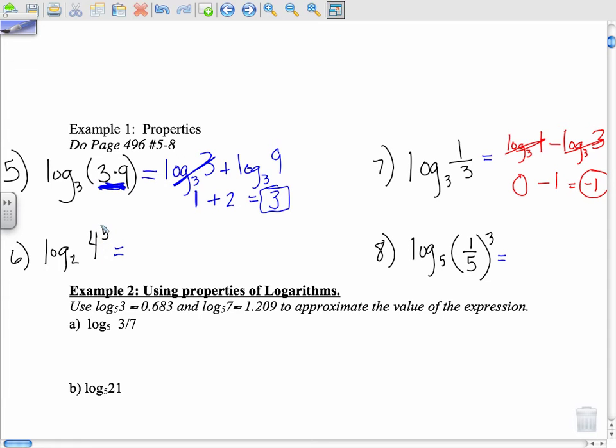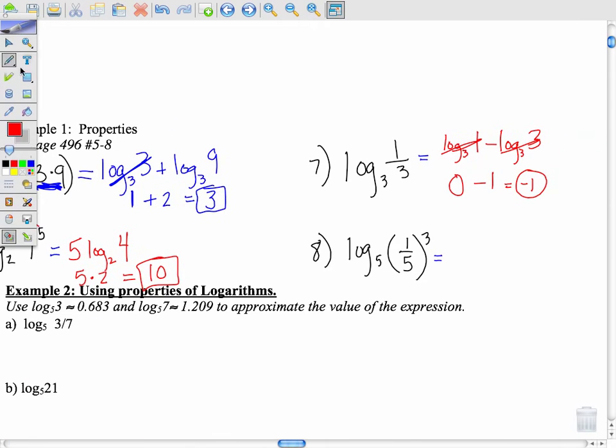Down here, log base 2 of 4 to the 5th. This is my exponent shortcut. I'm going to take this 5 and write it as a coefficient in front here. So I end up with 5 log base 2 of 4. Where 2 to what power gives you 4? The answer to that's 2. So this ends up being 5 times 2, which is 10.